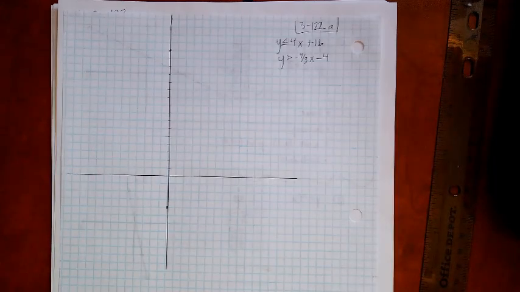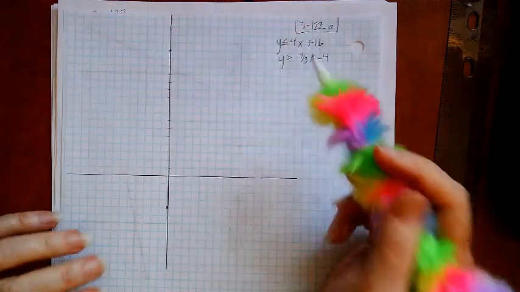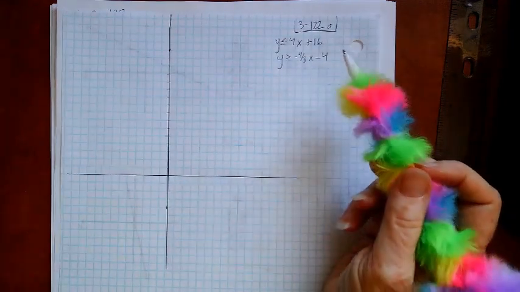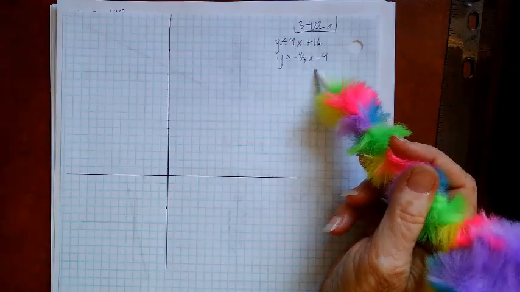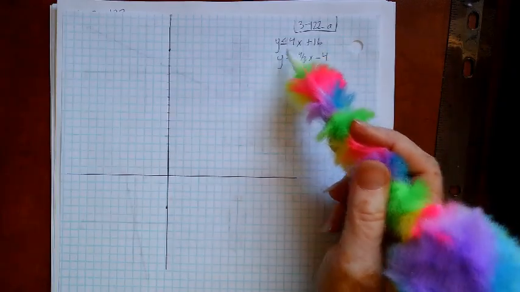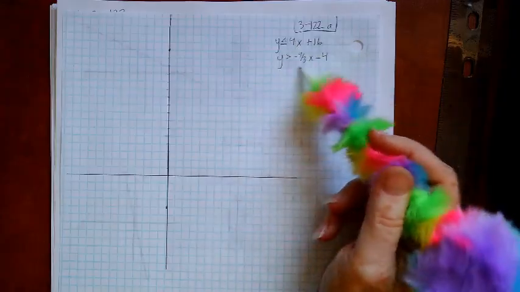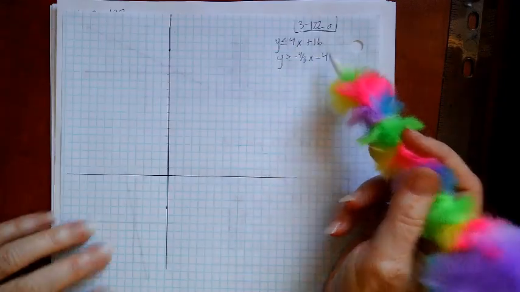Here's Integrated 3, problem CL3-122. I'll try to do letters A and B. It wants me to graph this system of inequalities. I see that they're both lines, so I'm just going to ignore the inequality symbols and graph them like y equals mx plus b.